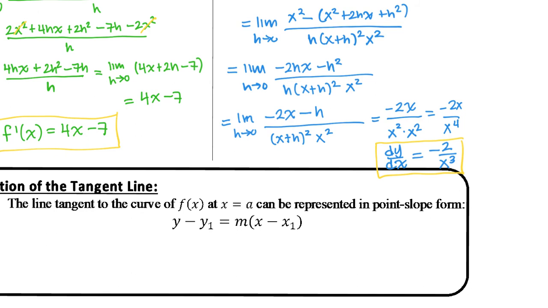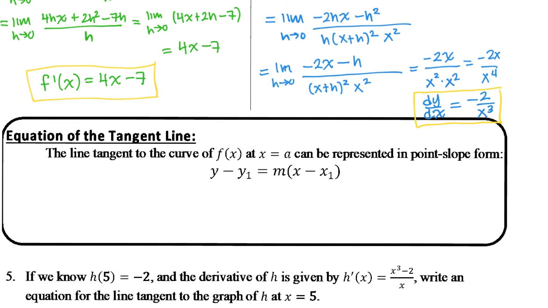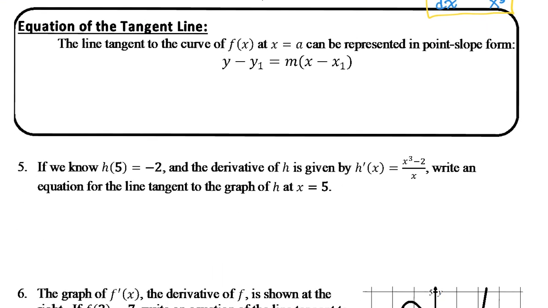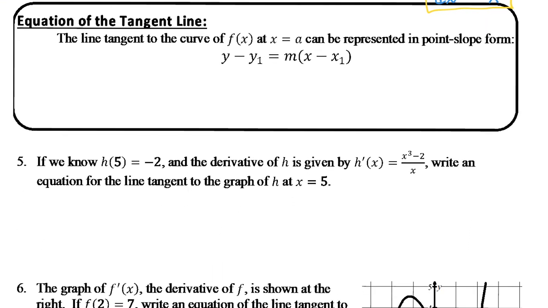That's a derivative, which also remembers the slope of the tangent line at various x values depending on which you plug in. Last thing, we're going to do the equation of the tangent line. Now that we know we can find the slope of the tangent line, we're going to write the equation of the tangent line. So the line tangent to the curve of f of x at x equals a can be represented in point slope form. This is point slope form right here.